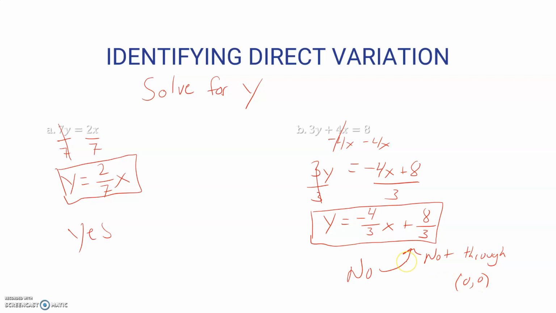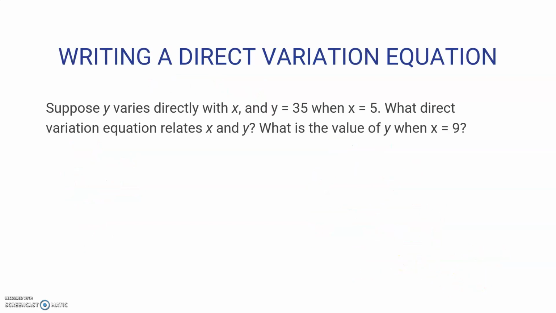So therefore, not direct variation. In order to write our direct variation equation, we first need to solve for k. And so my direct variation equation always looks like this: y is equal to kx.